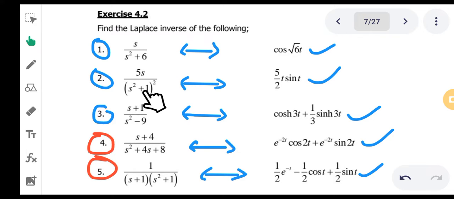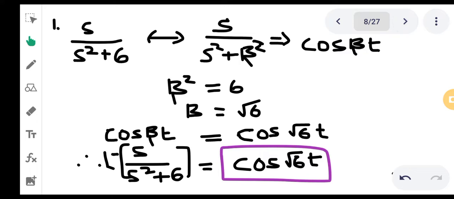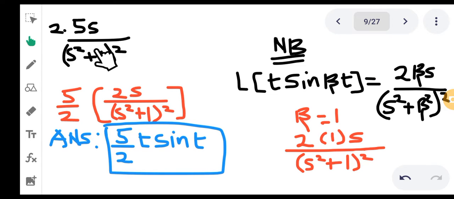Okay, so let's see question 2. 5s over s squared plus 1 all squared. As we already learned, the Laplace of t sine beta t is always 2 times beta s over s squared plus beta squared all squared. So it's just very, very simple. It's just application. By using the Laplace table, you are good to go. So you know that this is just a kind of this.